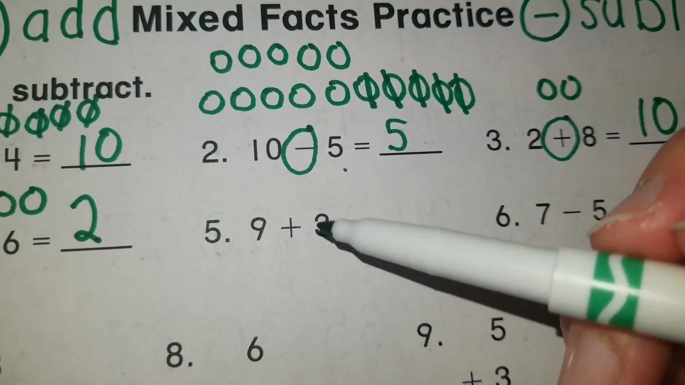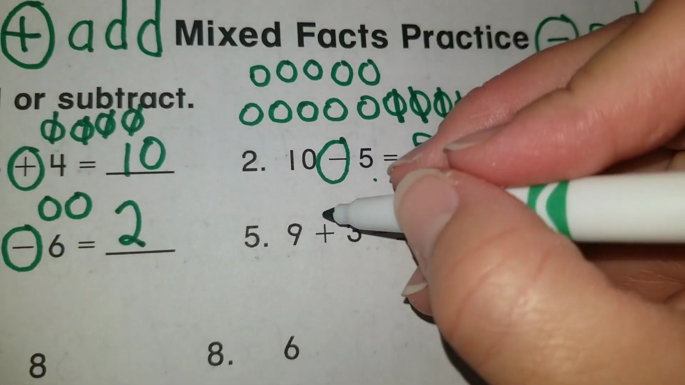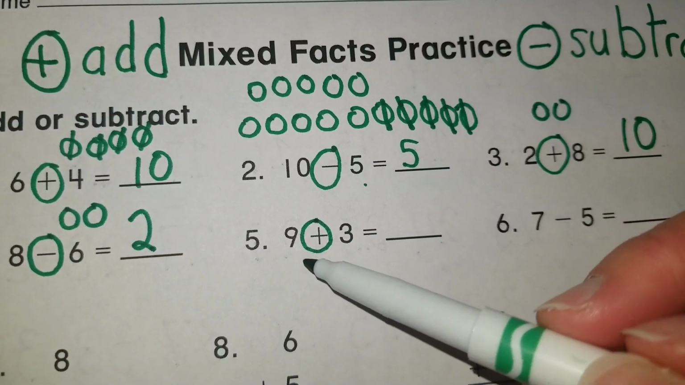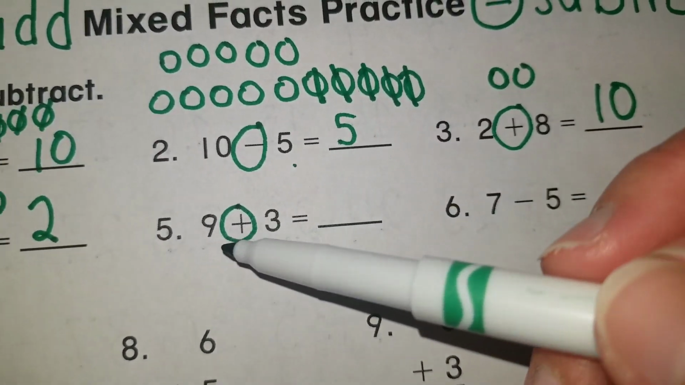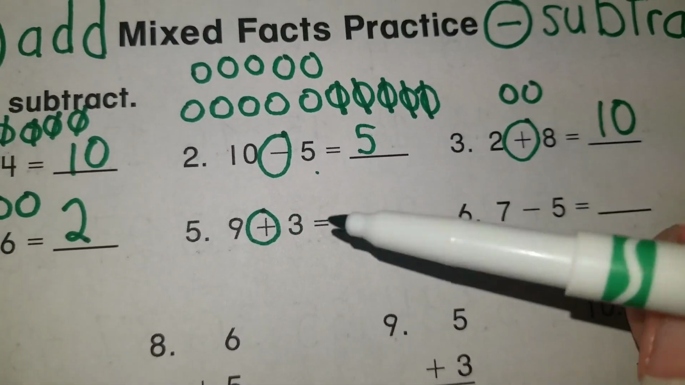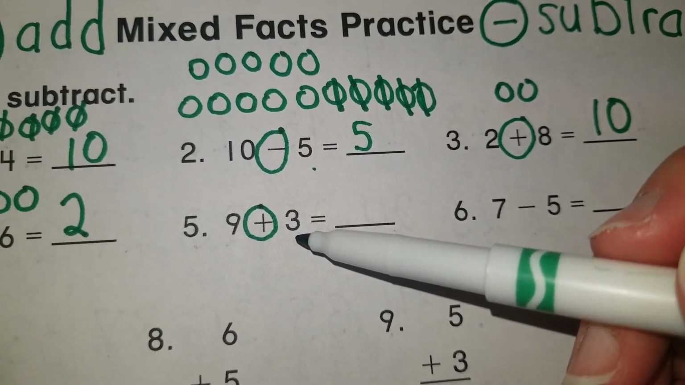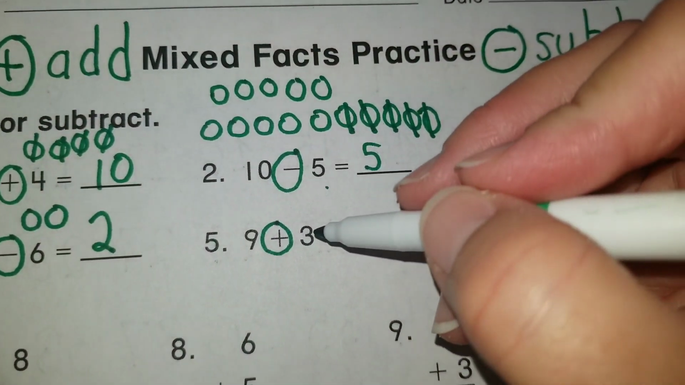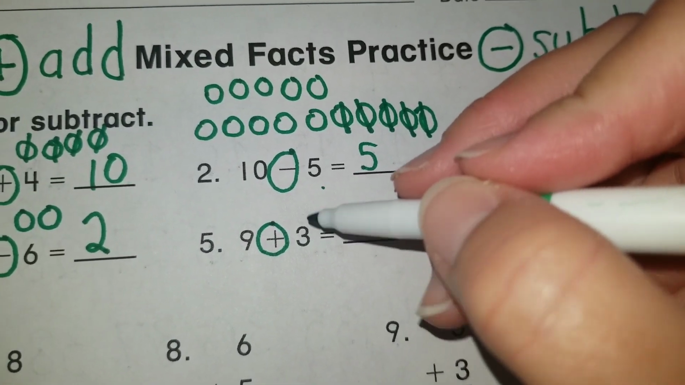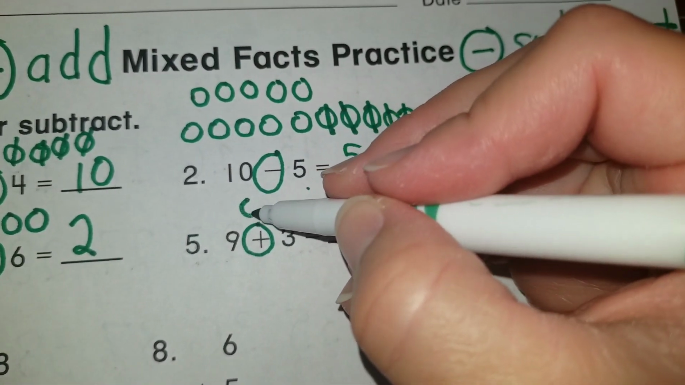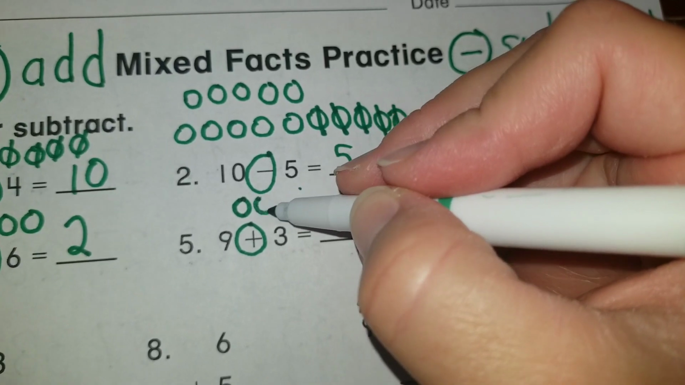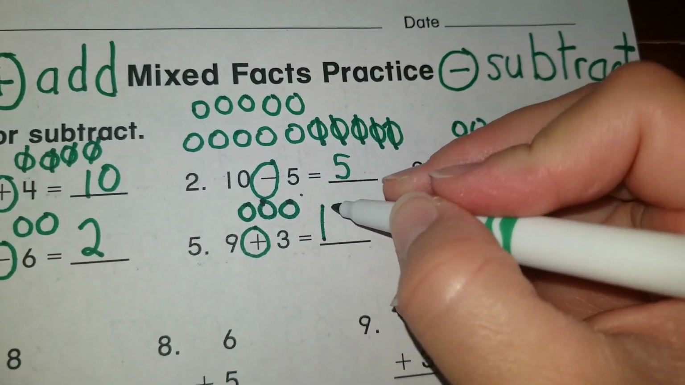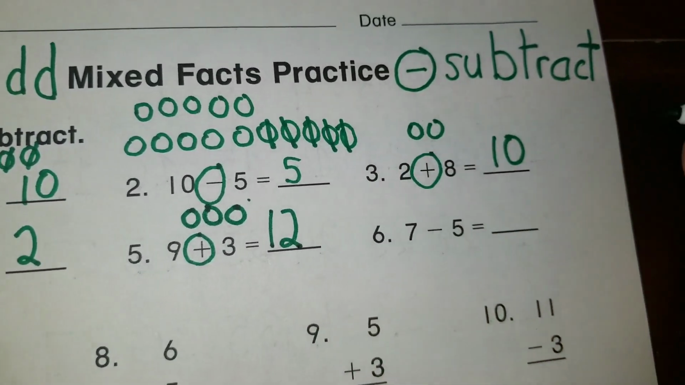9 plus 3. This is number 5, and here the plus means addition. Means that we're putting these two numbers together. So we put 9 in our head, and we're gonna add 3 more. Ready? Alright, so 9 in our head, and then we're gonna count 3 more after 9. So after 9 goes 10, 11, 12. So our answer is 12.